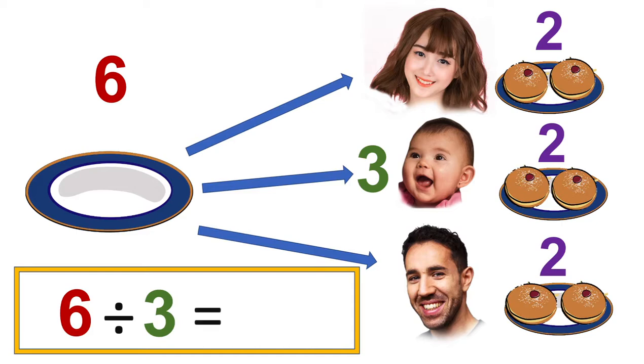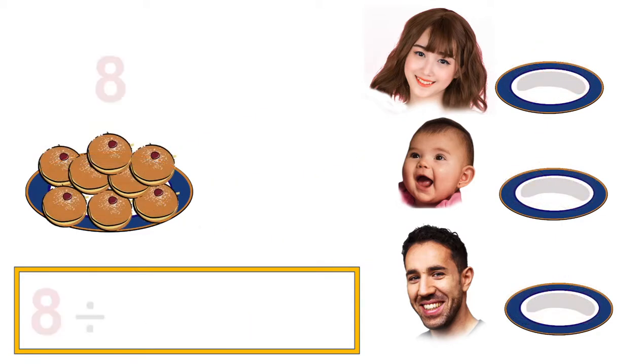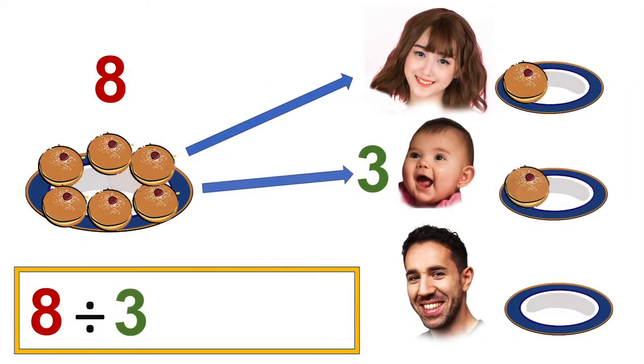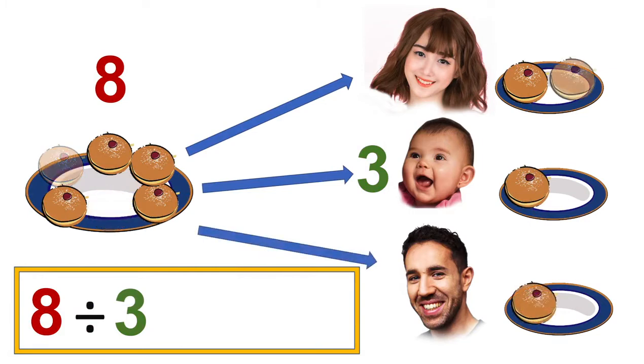Do we have any cake or cookie left over here? Do we have a remainder? No. So this works out in equal groups. We don't have a remainder. But what if we had more donuts or cookies? What if we had 8? 8 cookies or donuts. So how many friends do we still have? 3. We still have 3 friends, so we're going to do our total number, 8, divided by 3 friends. Let's pass them out. 1 for the girl, 1 for the baby, 1 for the man, 2 for the girl, 2 for the baby, 2 for the man.